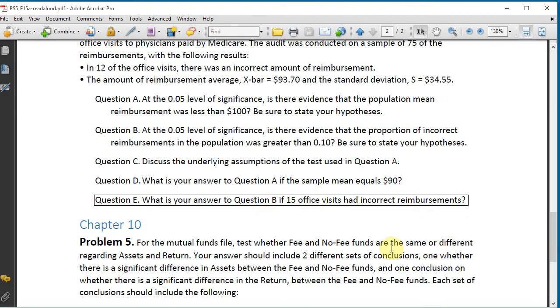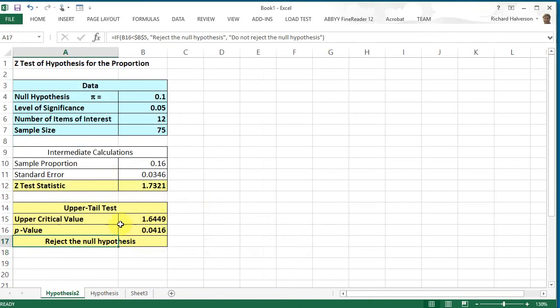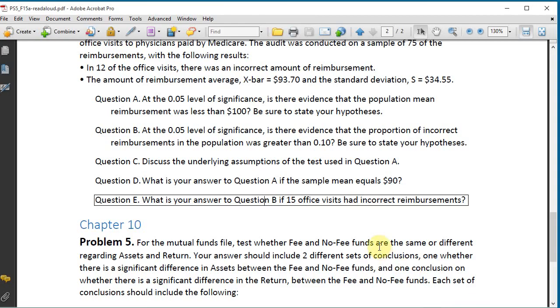And for question E. Question E. What is your answer to question B if 15 office visits had incorrect reimbursements? Okay, we have already rejected the null for question B with 12 office visits with the incorrect amount. 0.04 is definitely less than 0.05. If we increase this to 15, though, then the p-value goes down quite a bit, and 0.001 is quite a bit less than 0.05, and so the rejection would be stronger. We would be much more confident that there's a difference. So that takes care of problem 4.